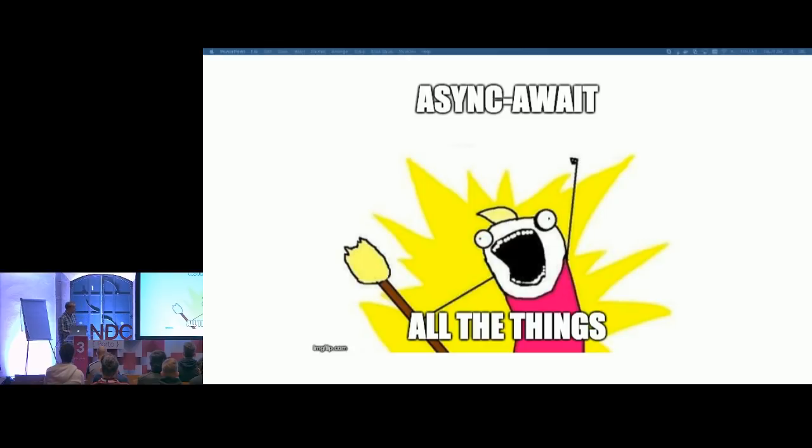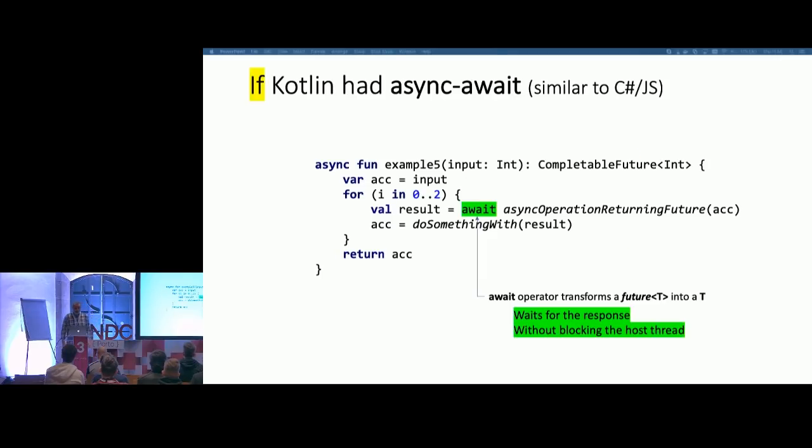And when I heard about Kotlin, and I heard about the fact that Kotlin was trying to solve this issue as well, my first reaction was, okay, they are going to use async-await as well, so it's going to be similar to C#. And if Kotlin had async-await, or the same flavor of async-await that C# and JavaScript have, it would be something like this. So I would have the same for. I would sprinkle that magical await after obtaining the future, which converts a future into the value that the future represents without blocking a thread.